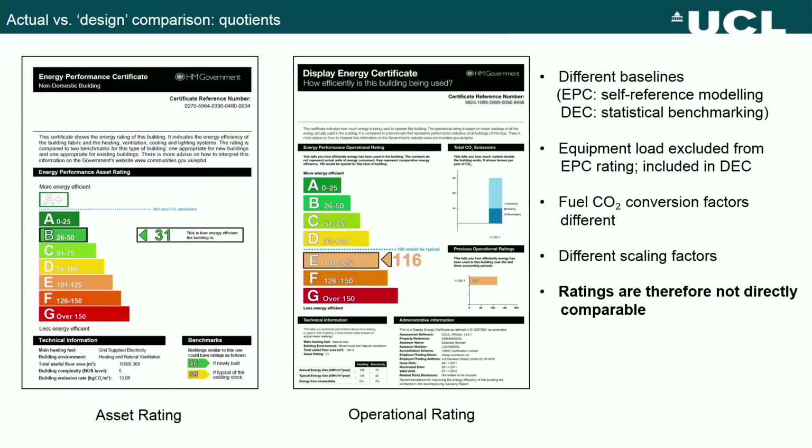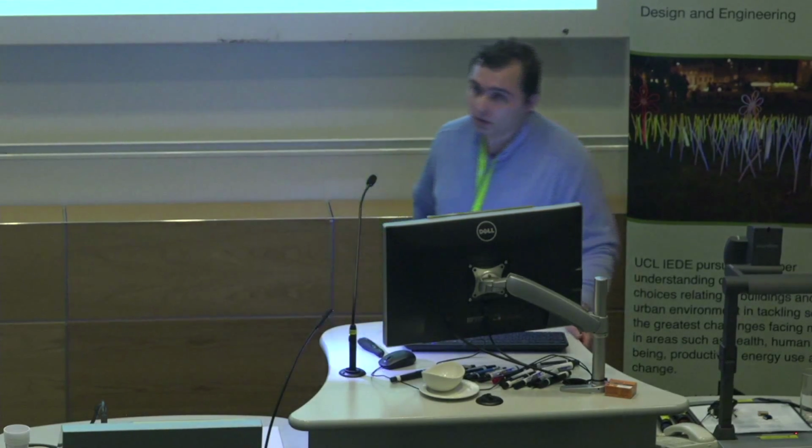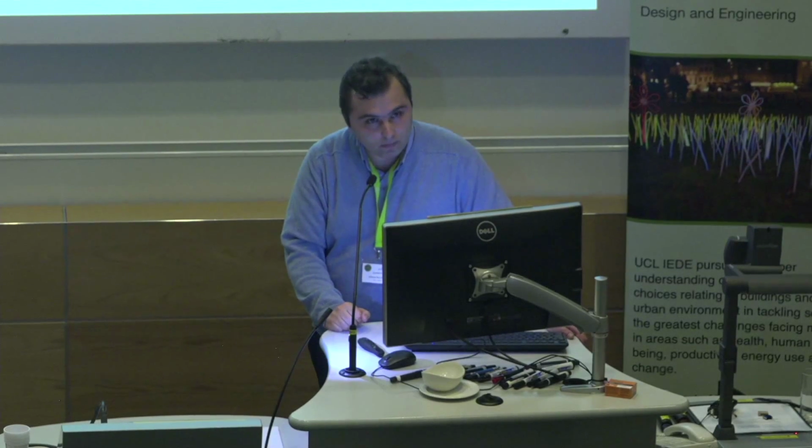Whereas in the context of building regulation, we effectively neutralize the impact of human behavior by using default factors for operational schedules, default set points, default equipment load, and so on and so forth, and focus on the energy efficiency of building services and building fabric. So as you see, equipment load is excluded from EPC rating and included in DEC, and crucially, even fuel CO2 conversion factors are different. So far as asset ratings are concerned, we use the projection of, if you like, a future CO2 conversion factor for the national grid, whereas so far as DEC is concerned, we use the existing conversion factor.